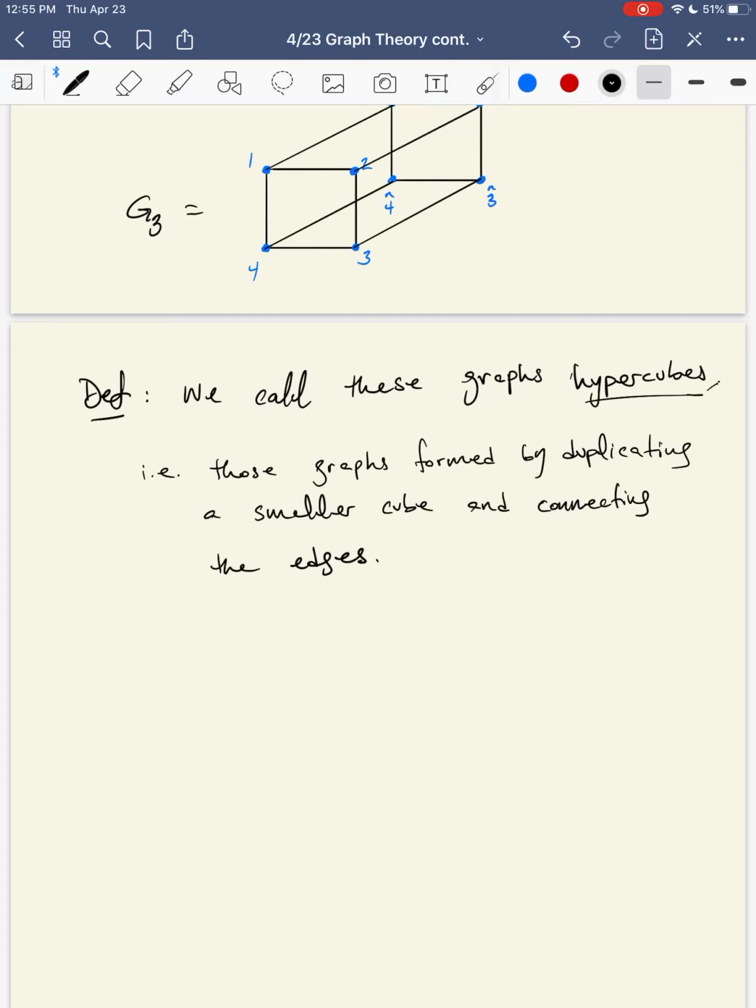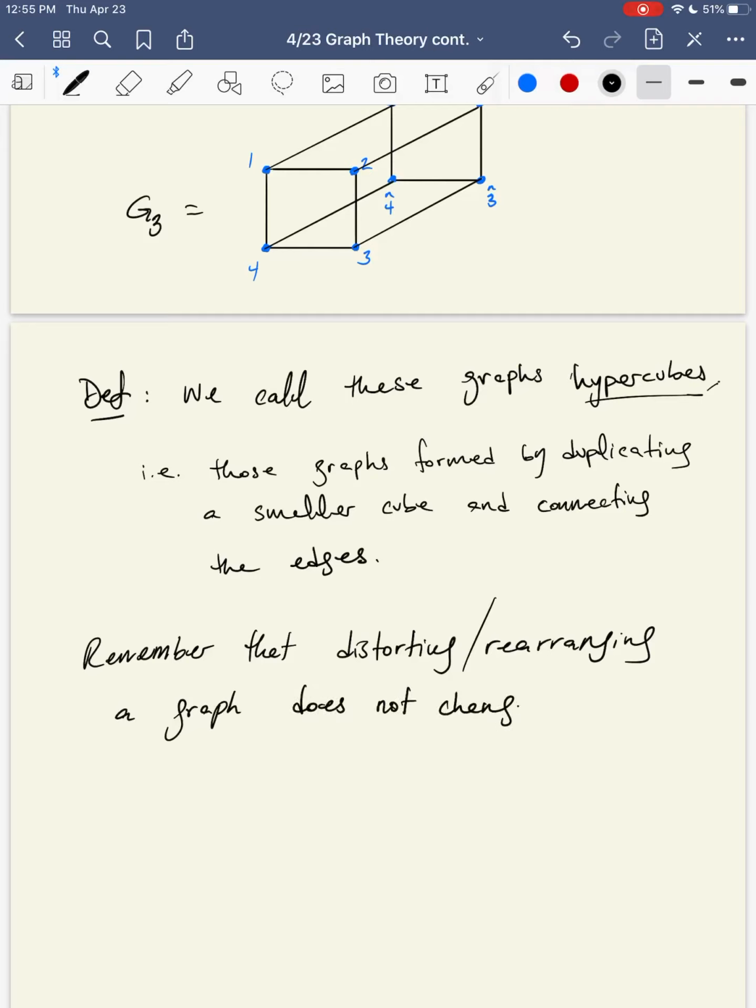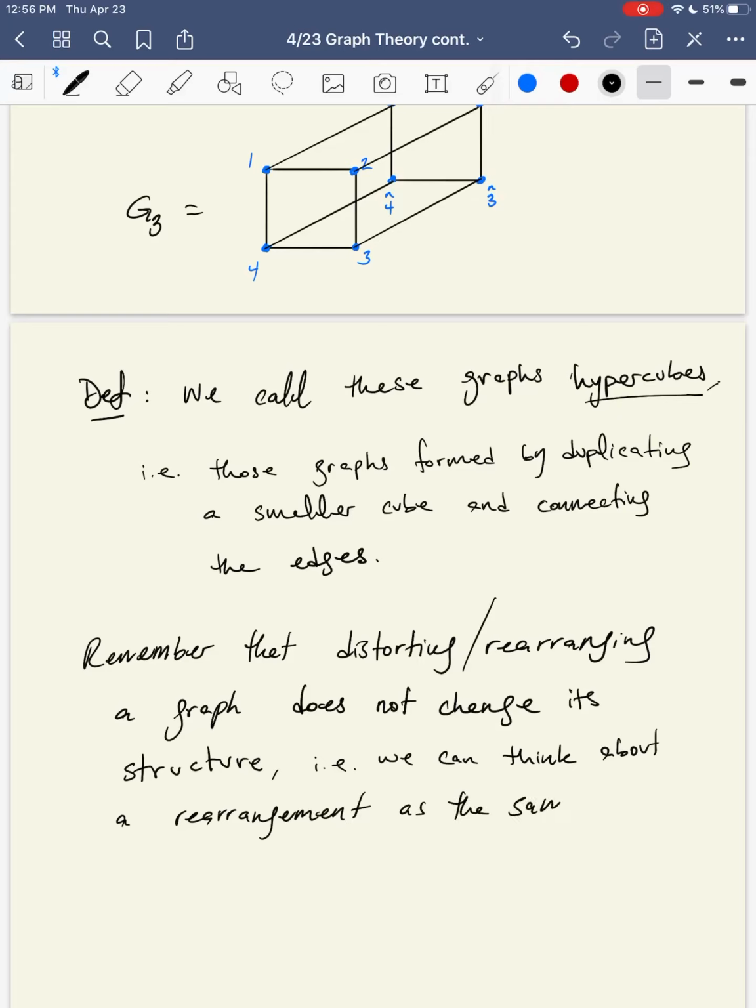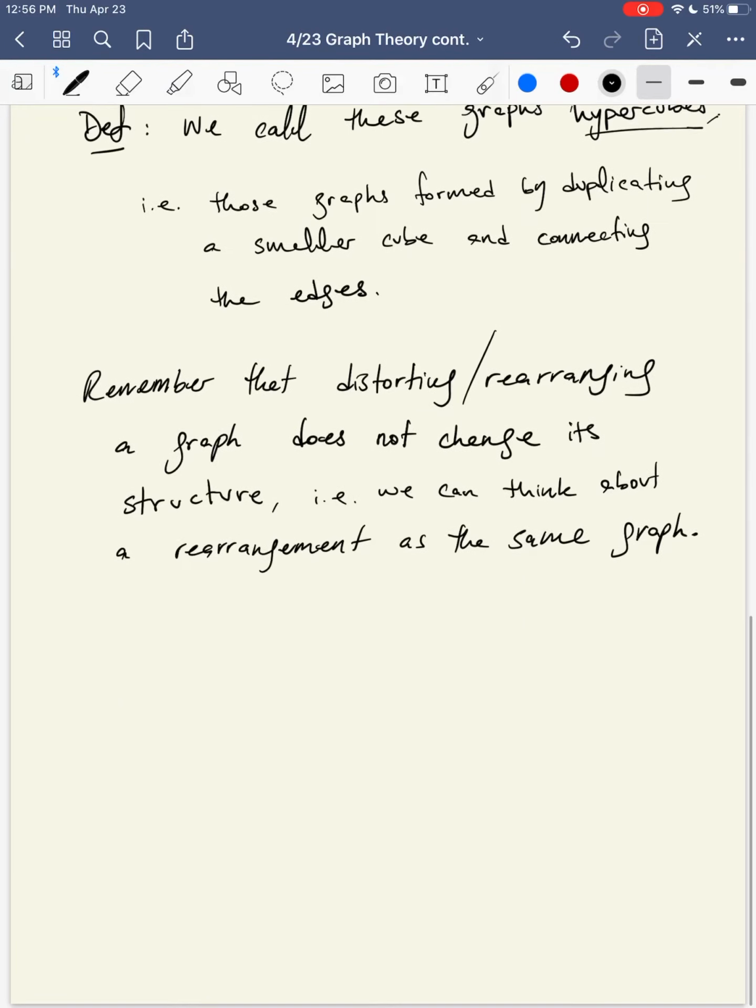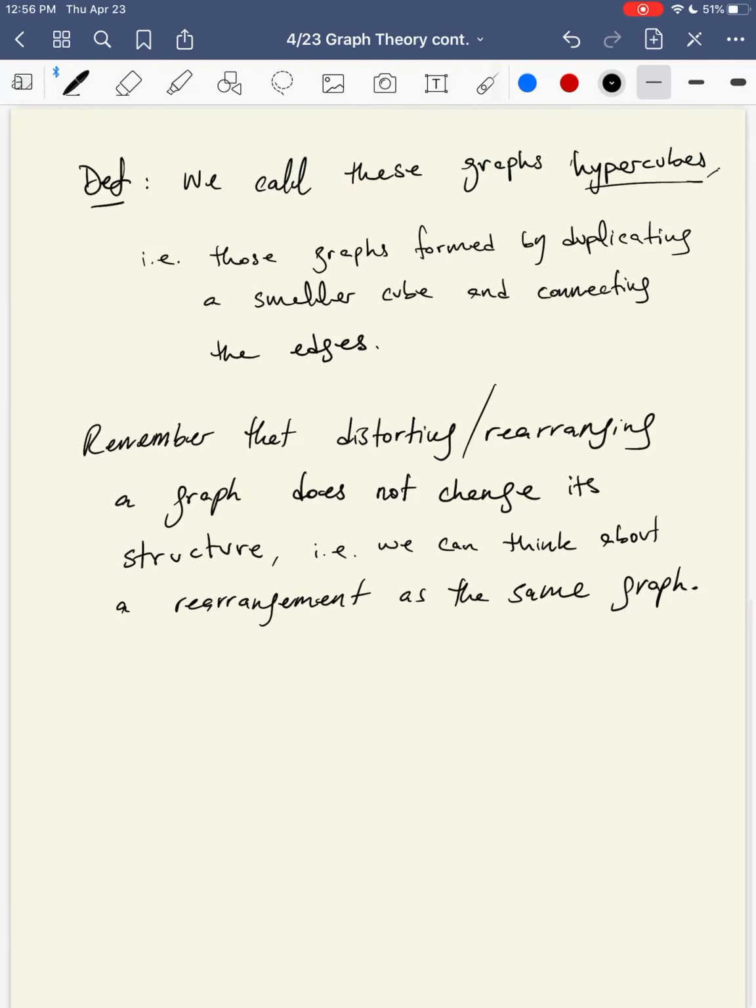So remember, I'll do a capital letter. That distorting or rearranging a graph does not change its structure. I.e., we can think about it as the same graph. Now, watch what happens when I rearrange our G3 up here.